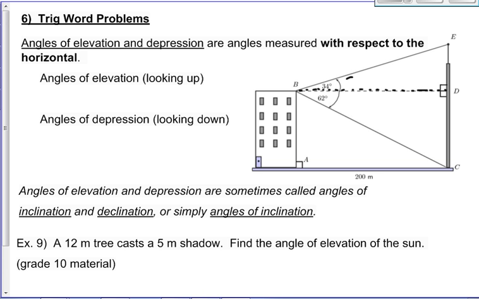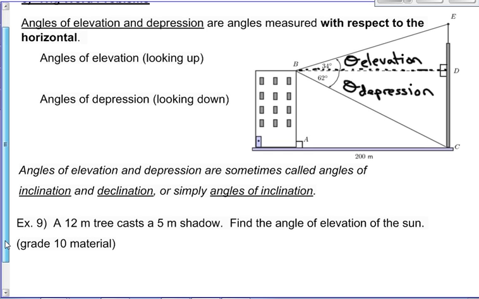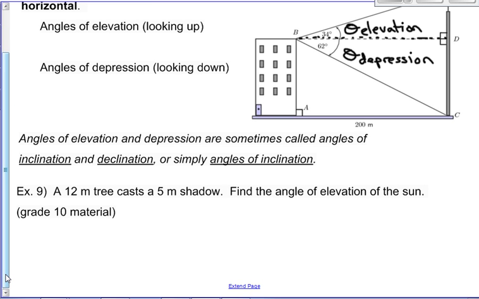Okay, so this here would be an angle of elevation. This 62 down here is an angle of depression. Angles of elevation and depression are sometimes called angles of inclination or declination, or simply just angles of inclination. The big idea is you need to measure with respect to the horizontal. One of the sides where that angle is needs to be the horizontal.